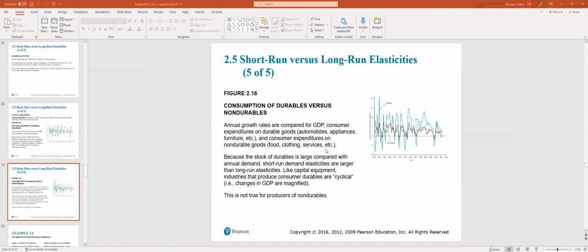Food, clothing, and services, a lot of times those are less elastic because you need food, you need clothing, you need services. You're going to go to the dentist, doctor, stuff like that.